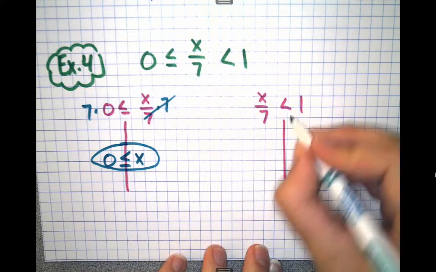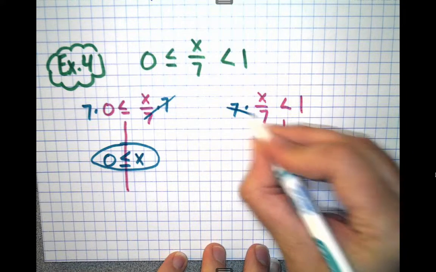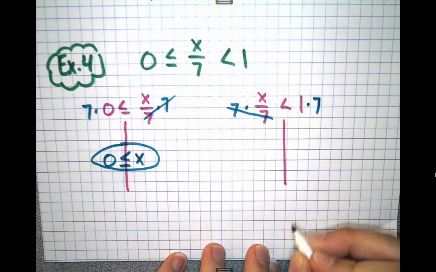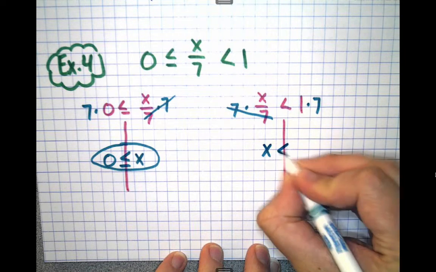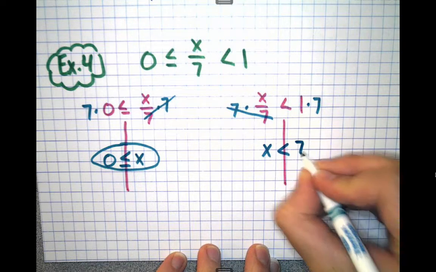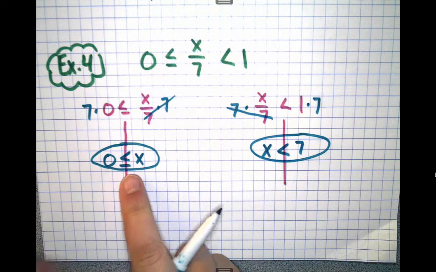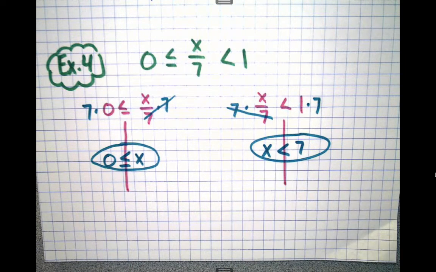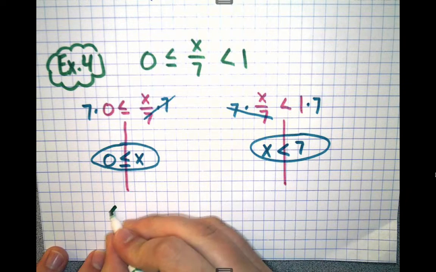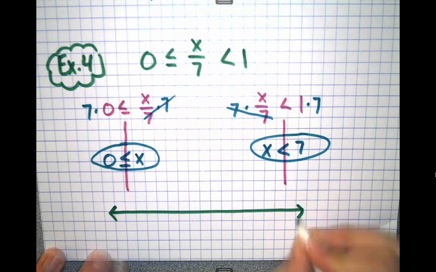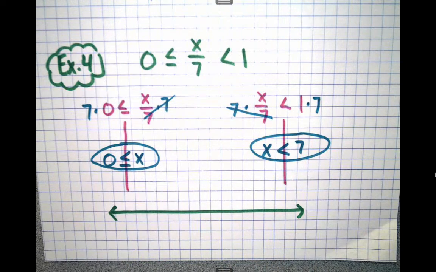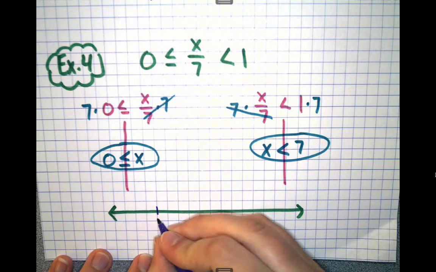For my second solution, I'm going to do the same thing. I'm going to multiply the 7 away to the other side. I'm going to get x isolated with the less than symbol, and 1 times 7 is 7. So here are our two solutions. 0 is less than or equal to x, and x is less than 7. So now we get to put these on our number line. So again, I draw my big number line, focusing on 0 and 7 as important numbers. So when I set up my values, I think I'll put 0 a little bit more over here.